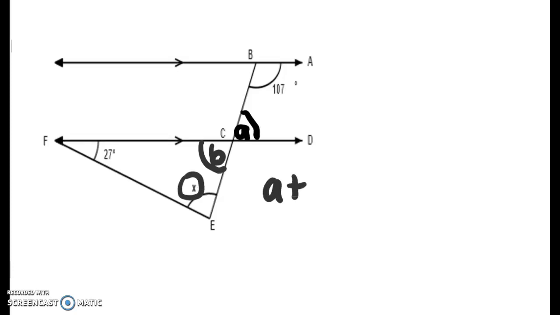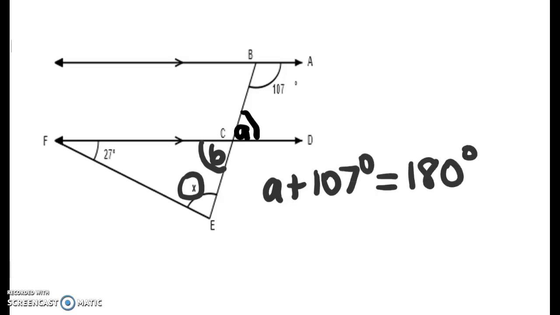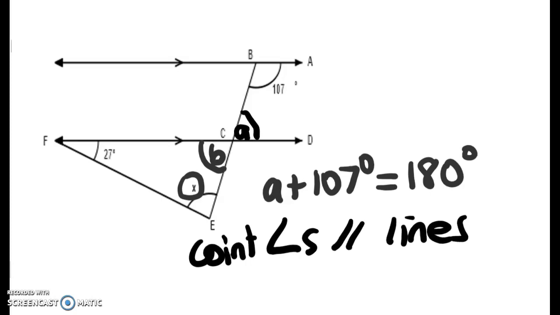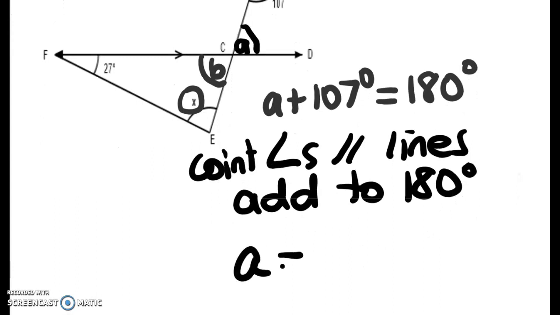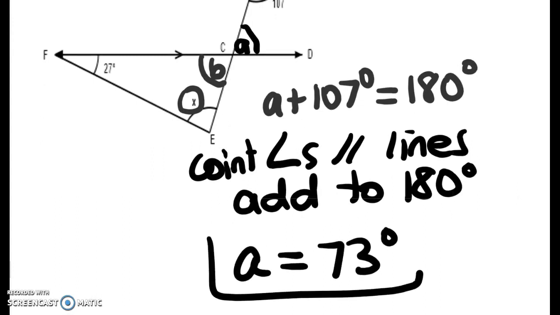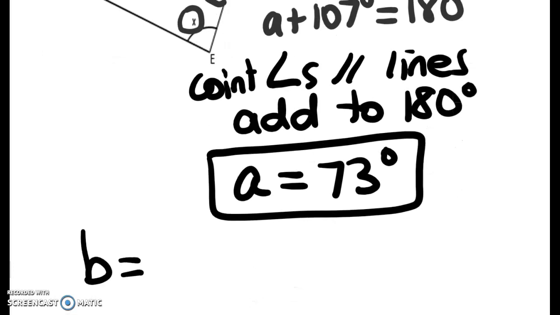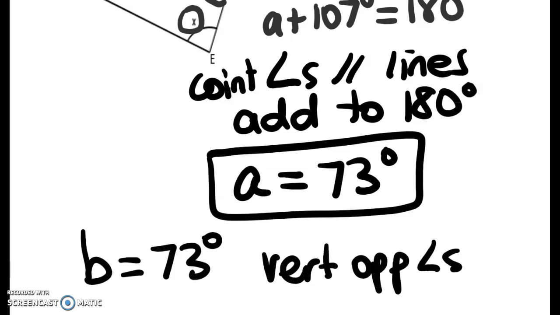We know that A plus 107 adds up to 180 degrees. How do I know it? Because co-interior angles, parallel lines, add to 180 degrees. So what's angle A? Well, angle A must be 73 degrees. Okay. Now, angle B is really easy because they're vertically opposite. So B is equal to 73 degrees. Vertically opposite angles are equal.